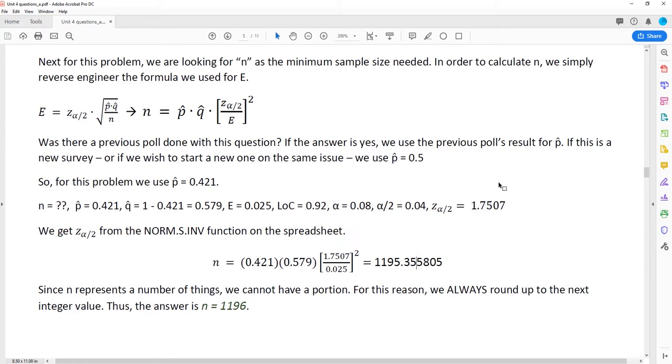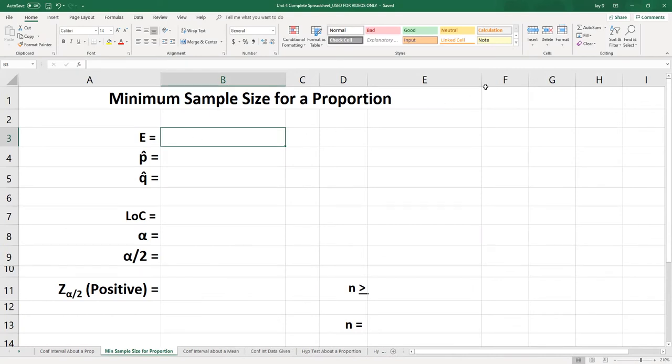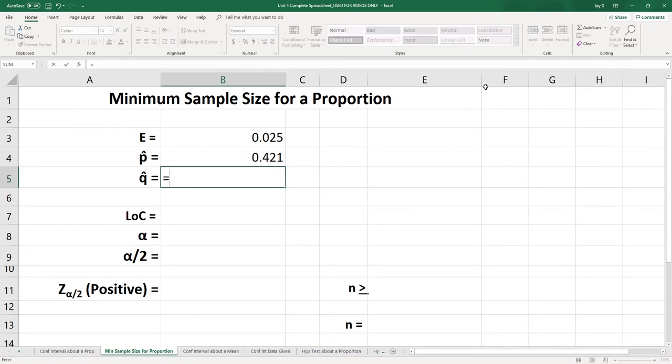Let's see what this looks like on a spreadsheet. Here we are in spreadsheet mode, and I have it set up already. E for this problem is equal to 0.025. P hat is equal to 0.421. Q hat, we'll let the spreadsheet do that. That will be equals 1 minus whatever we got for P hat.